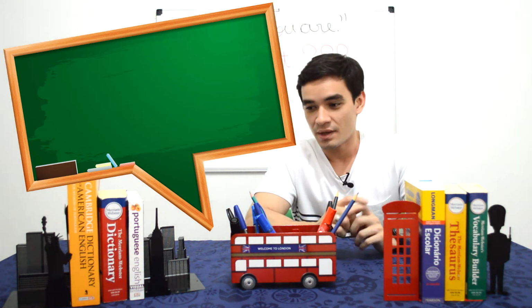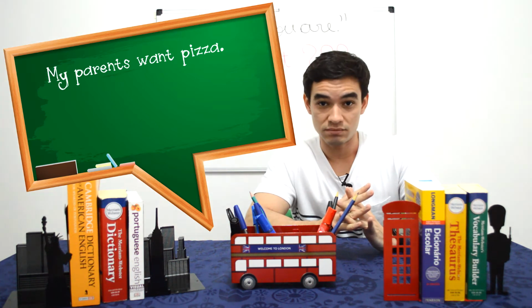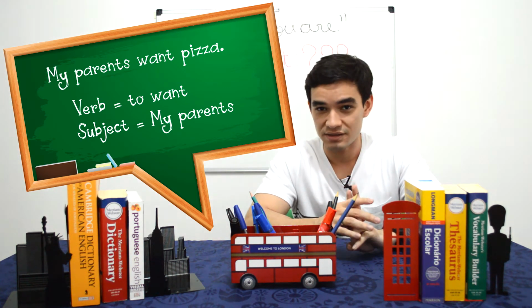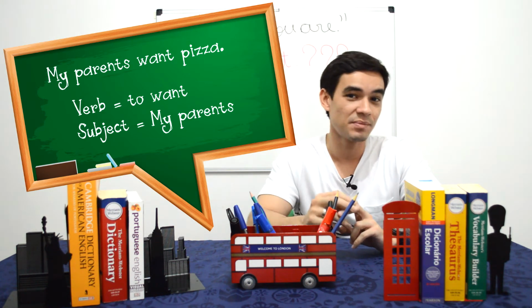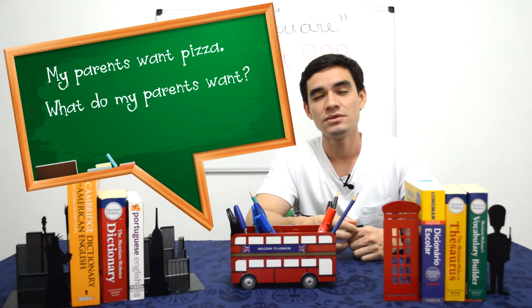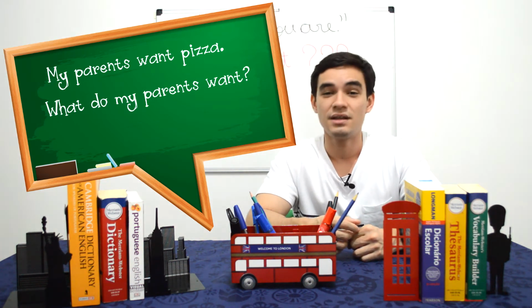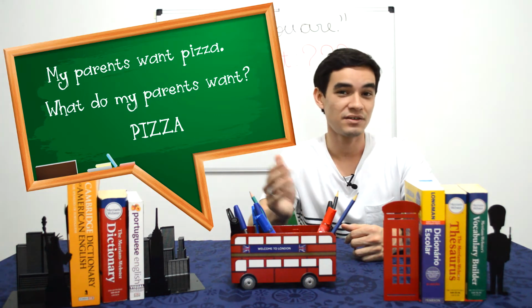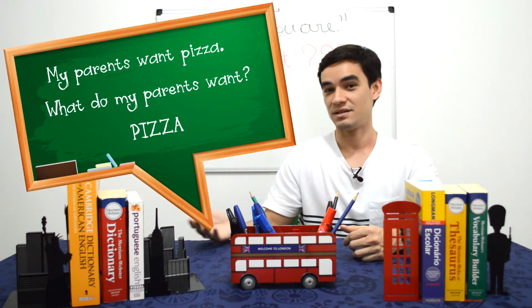One more example. My parents want pizza. We already know that the verb is to want and the subject is my parents. Now the third step, who suffered the action of being wanted? Or what do my parents want? And the answer is pizza. So pizza is the direct object of the verb to want in the sentence.